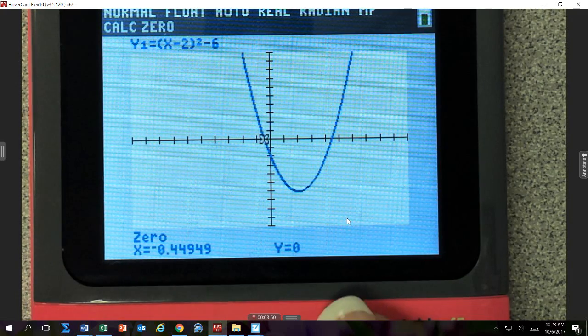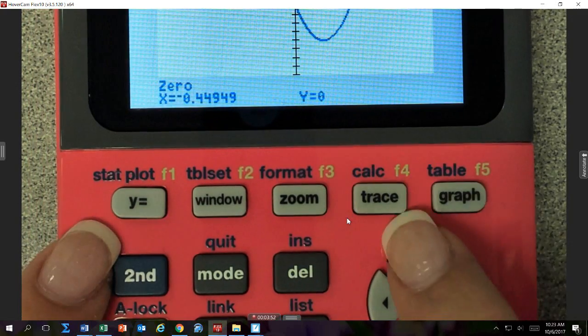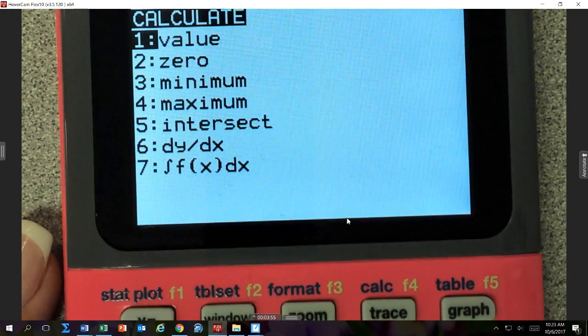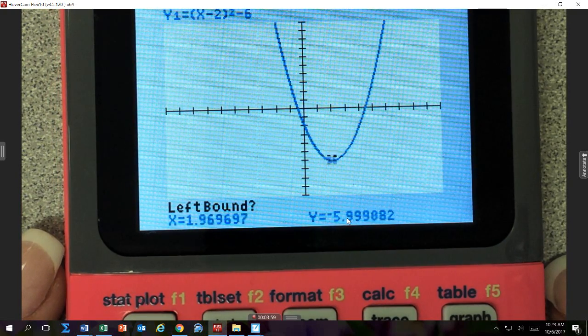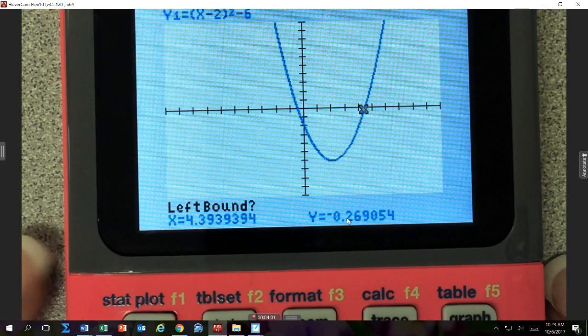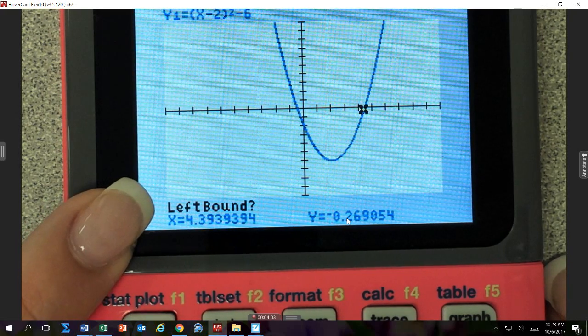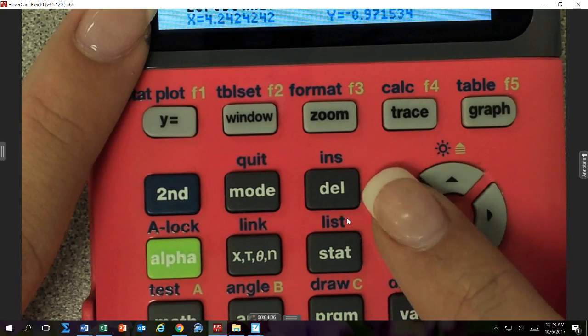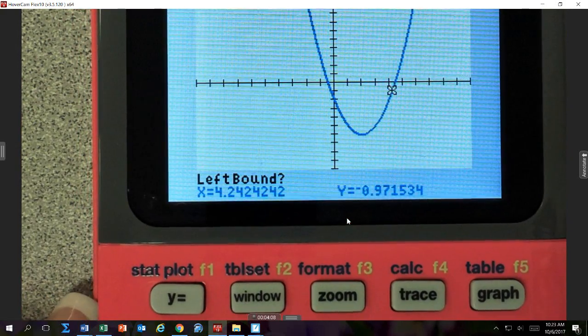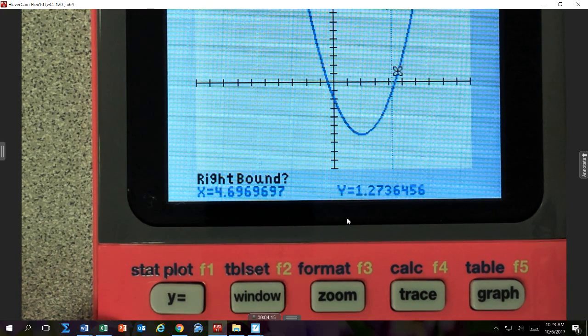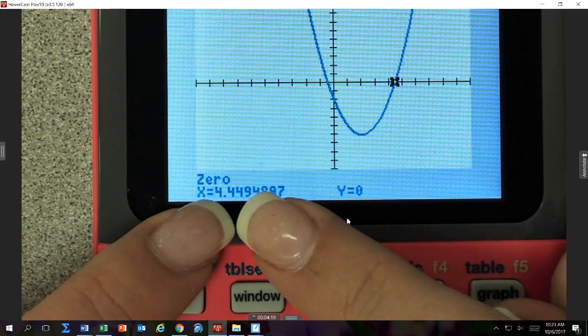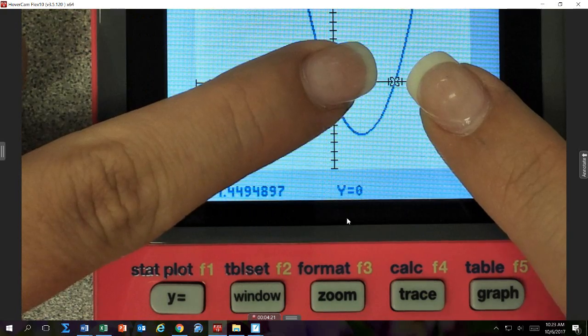All right, now I'm going to do the other one. Second calculate or second trace, 0. I'm going to arrow over to my other x-intercept. And it wants the left bound of it. So I'm going to press my left arrow so that I go a little bit to the left of it and press enter. Then I'm going to press my right arrow and go a little bit to the right of it and press enter. And I'm going to press enter again to calculate it. And it looks like it's at 4.4 approximately.